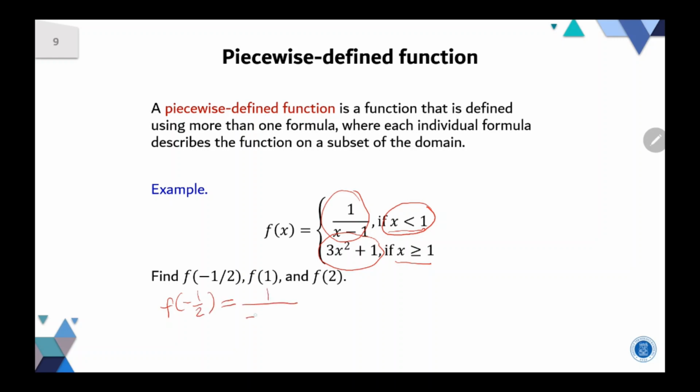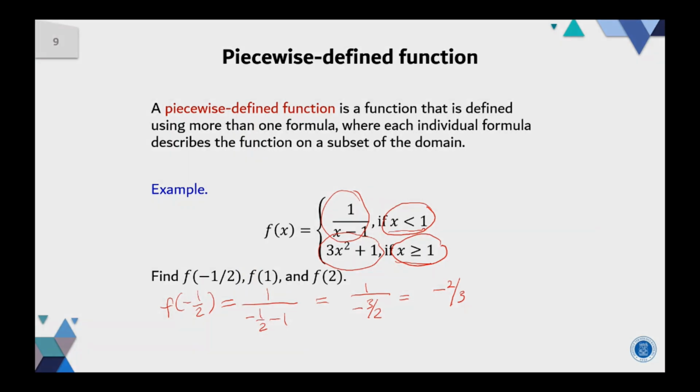1 over minus half minus 1. So we have here 1 over minus 3 over 2, and this is equal to minus 2 over 3. What about f of 1? Of course, 1 is located in the second subset, and you have to use the second formula. And it is the same also for 2: 2 is located in the second subset, and you have to use the second formula. Okay, you can do it by yourself and compute what f of 1 and f of 2 are.